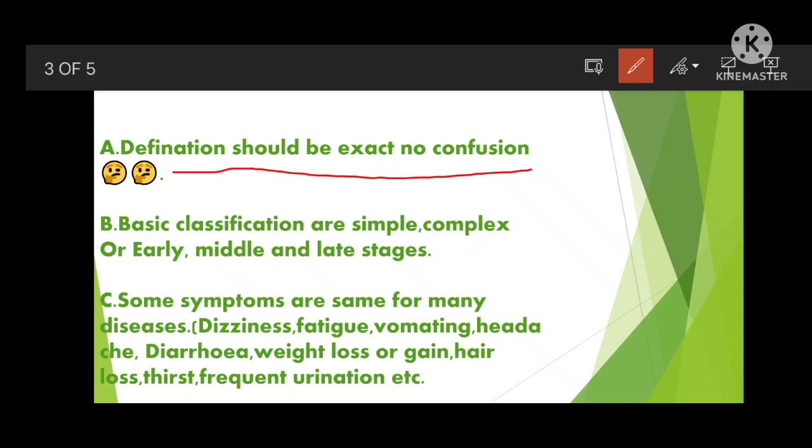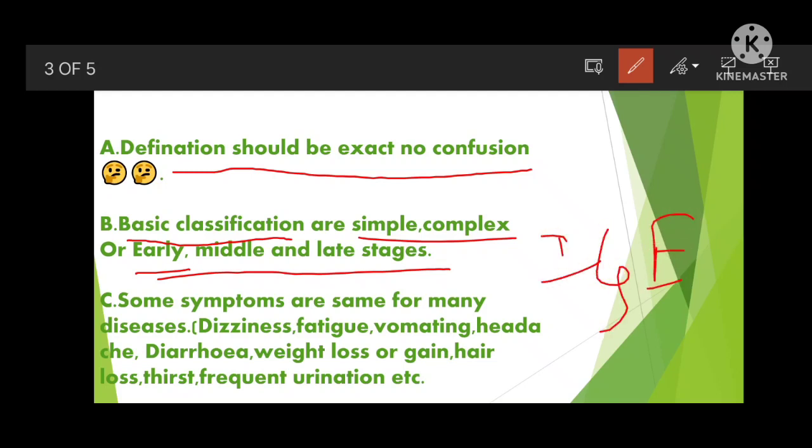Next, basic classification. I have told you classification is very important here. Now I am discussing basic classification. Simple and complex: these are the basic classifications for diseases. After these, early, middle and late stages. Classification means the stages of the disease. For example, classification of diabetes mellitus: type 1, type 2 and gestational. Then the classification of asthma: intrinsic type and extrinsic type.